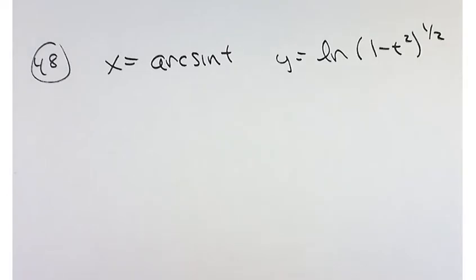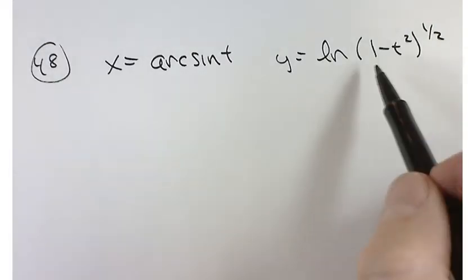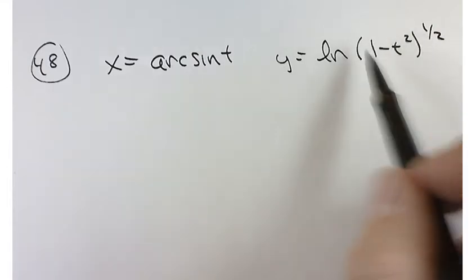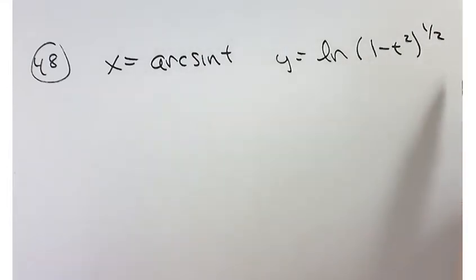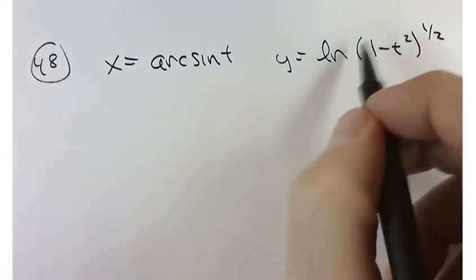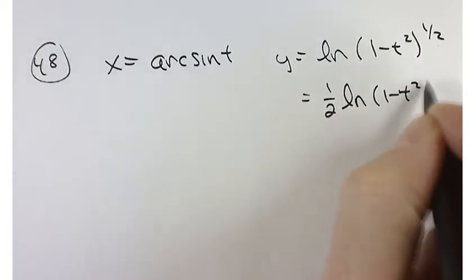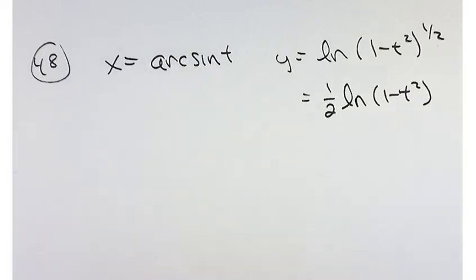Now I've taken a little liberty from the book. The book's not going to write this as 1 minus t squared to the 1/2 power. What would they use here instead? Instead of writing something to the half power, what else could you write? Square root. Yeah. Why do you think I wrote it with the 1/2 there? Yeah, it's just a little bit easier to take the derivative. In fact, I would apply the power rule right away. 1/2 ln of 1 minus t squared. This is going to be a little bit easier to work with the derivative that way.